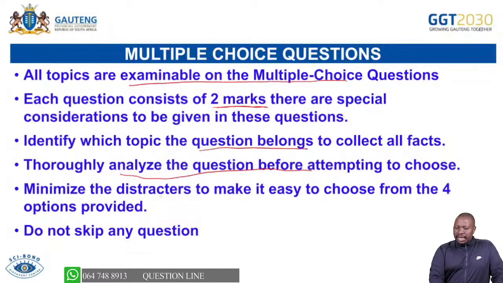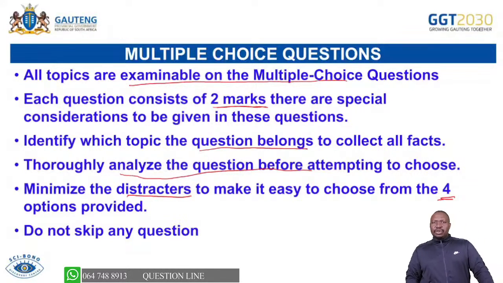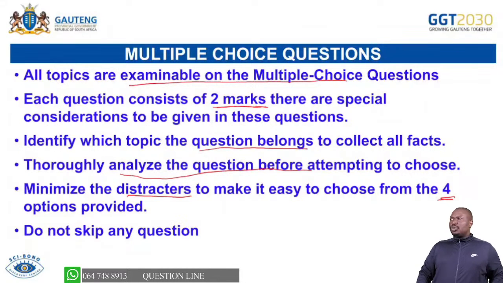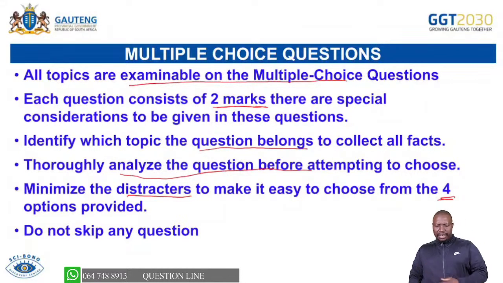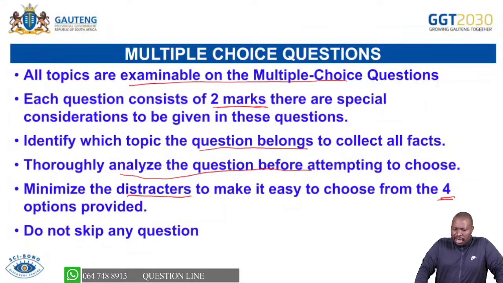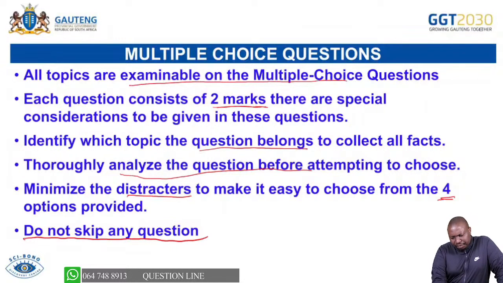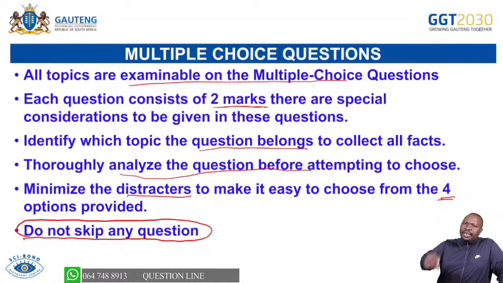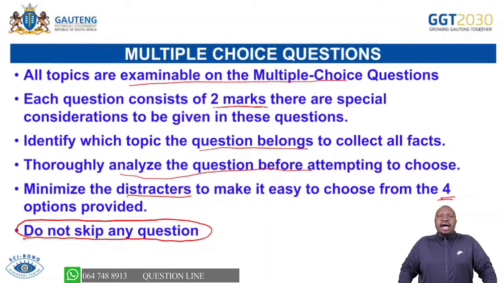And we're saying minimize the distractors. Remember, we give you 4 options. So we're saying remove the 2 that are disturbing you, remain with 2 options so that you have 50% chances of getting the answer correct. And we are emphasizing this one: do not skip any multiple choice question. Please don't leave a multiple choice question unanswered.